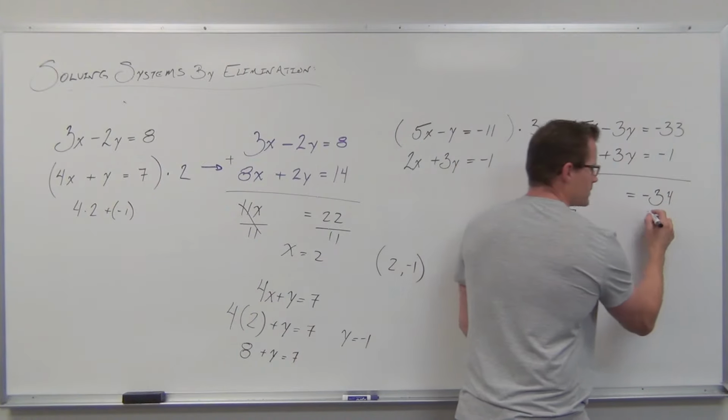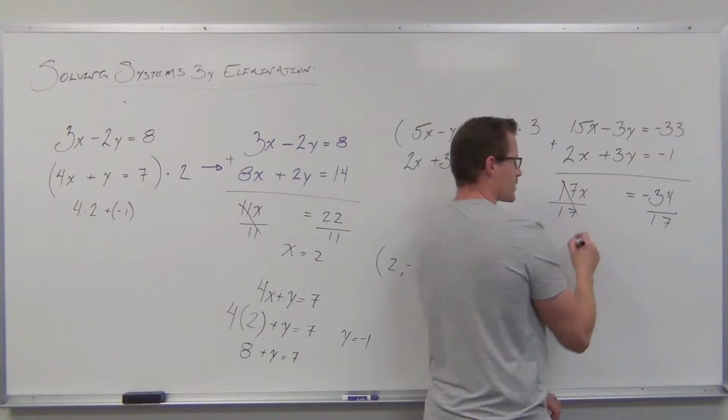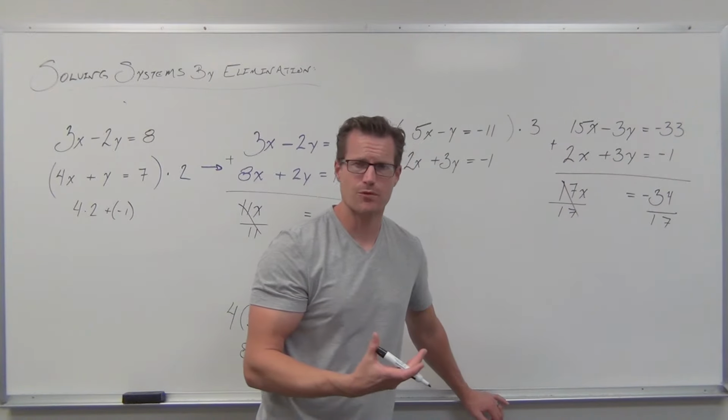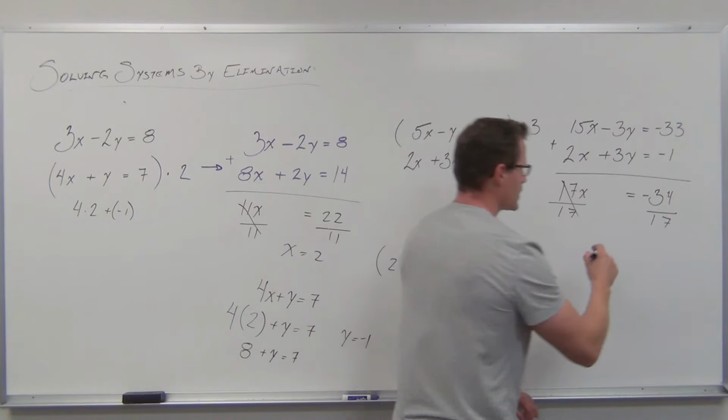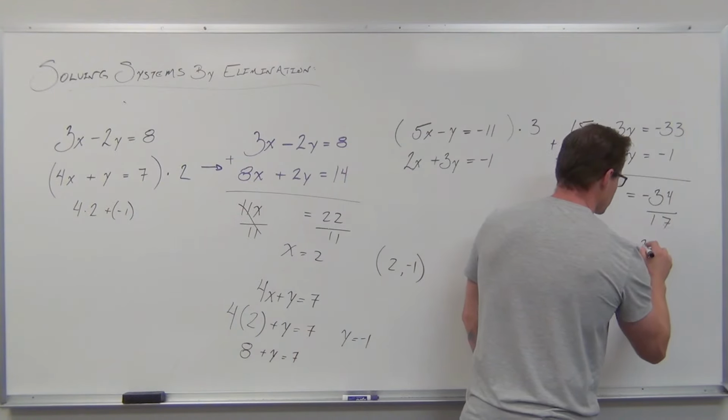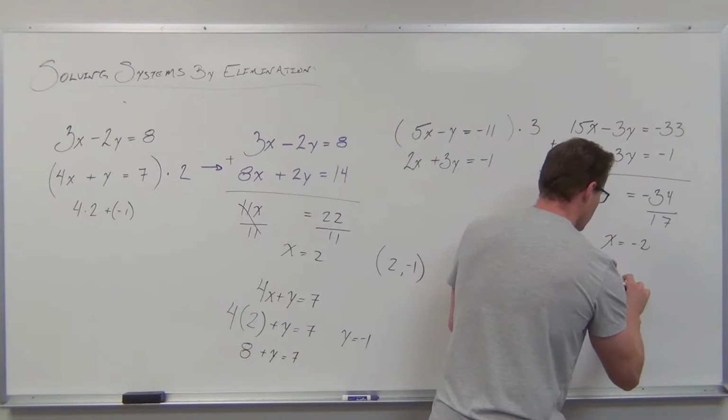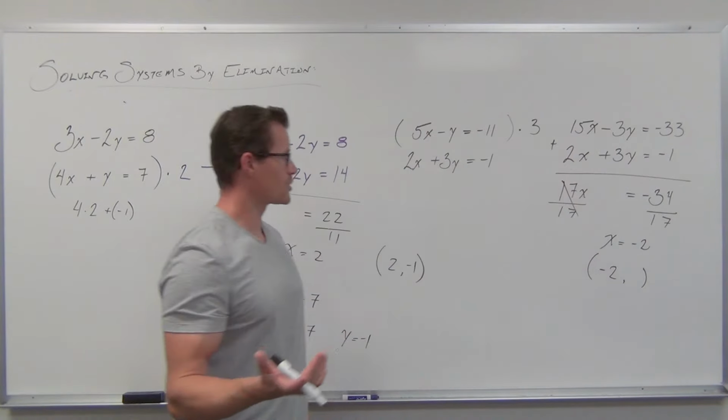If we divide by 17, which is generally our last step in solving for a variable with elimination method, all you have to do is add the system and divide. We're going to get x equals negative 2. Well, we got the first half. We have the x coordinate.